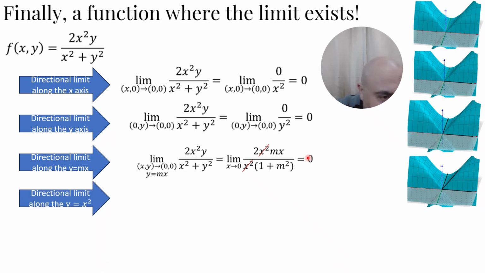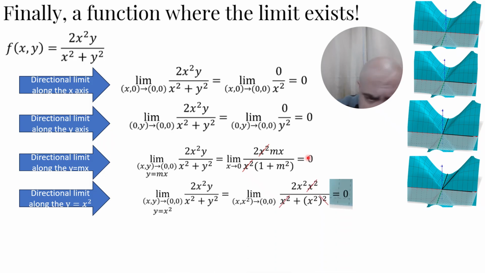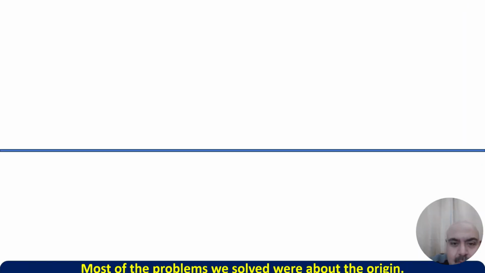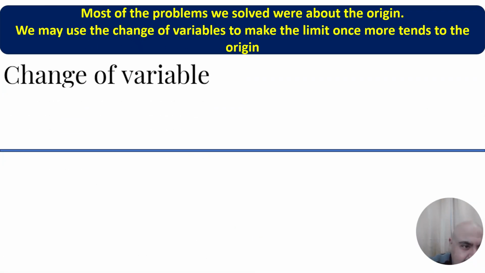Also using the directional limit along y equal to x squared leads to the same fact. Even if I use the iterated method, it will give you the same fact. So according to all of this, now we can confirm that the limit exists and it is 0. No, we still have a strong suspicion to confirm. We will have to check it first by the first principle in order to be sure about all of this.